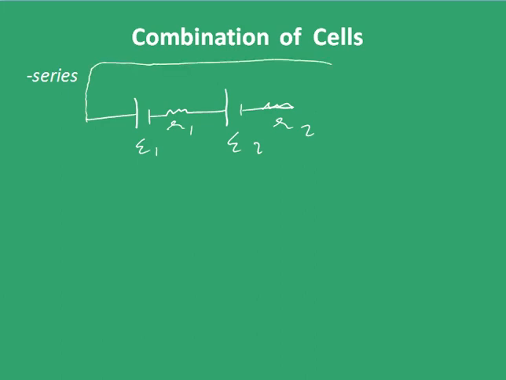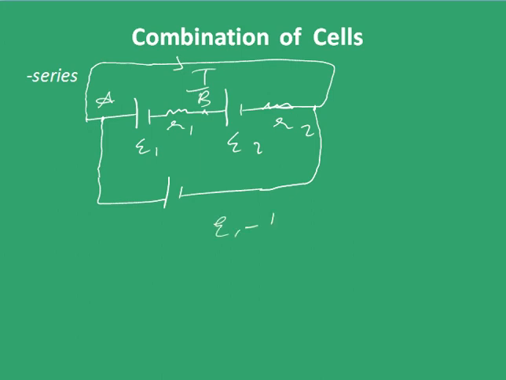Now I have this circuit. Say the current is I in the circuit. I want to find a cell which effectively replaces both the cells. So I want to find a cell which has the effective EMF of both these cells together. Now the potential difference between these two points A and B will be E1 minus Ir1 by the previous formula, and the potential difference between B and C, that is V2, will be E2 minus Ir2 from the previous formula.